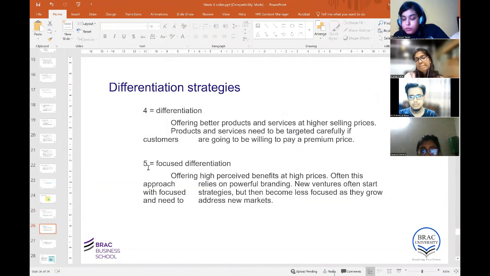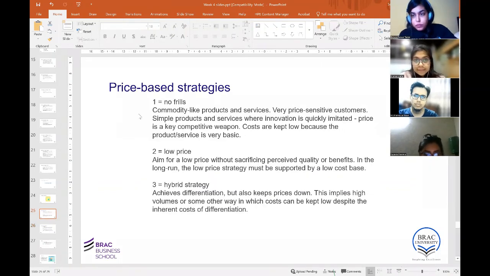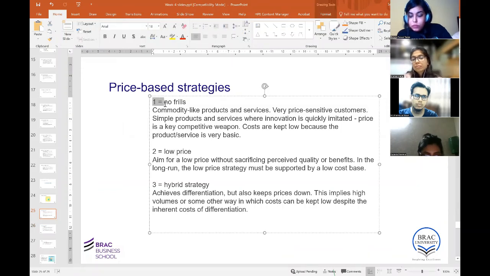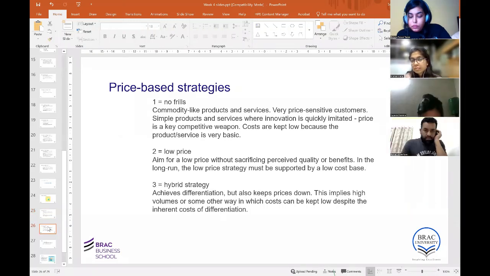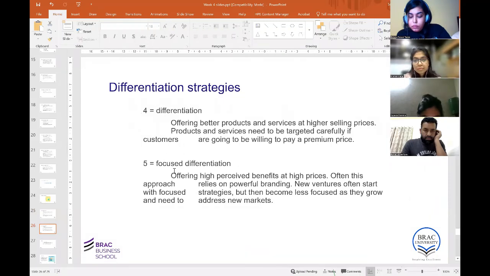So it eventually boils down to the same Michael Porter principle: one being the lowest cost or cost leadership, also known as no frills, the cheapest. Then comes low price. Then comes hybrid strategy, a mix of differentiation and low price. And then comes the rest of it, like differentiation and focus differentiation. So again, not super important. I would not spend too much time on it, because this is largely based on Michael Porter's generic strategies.